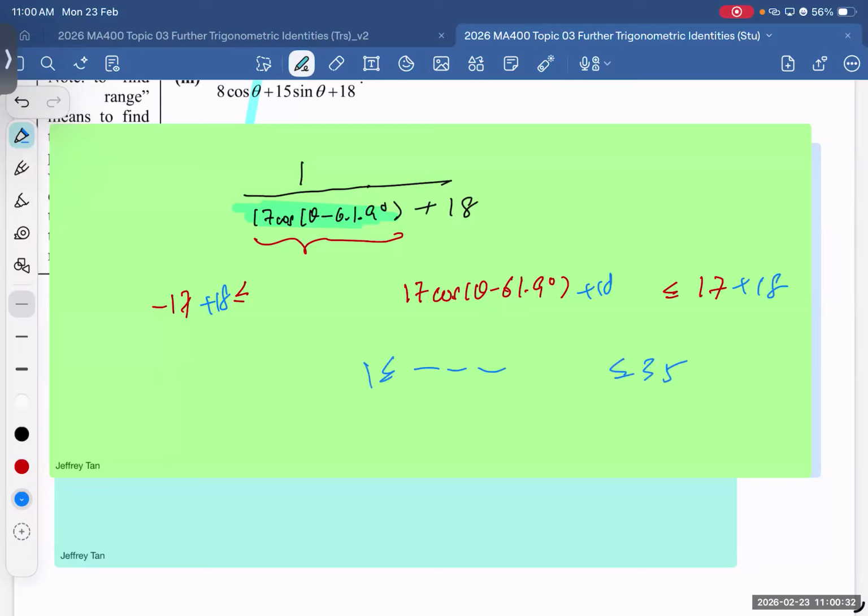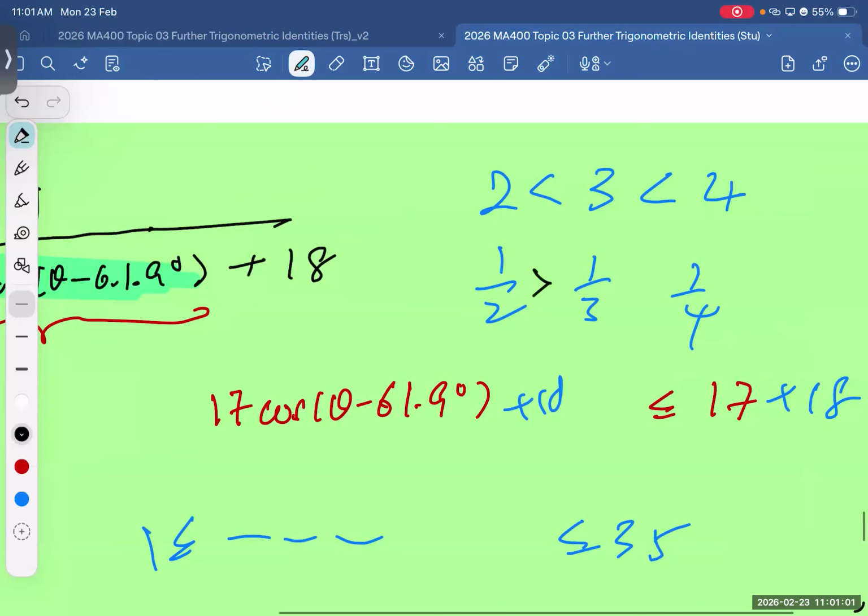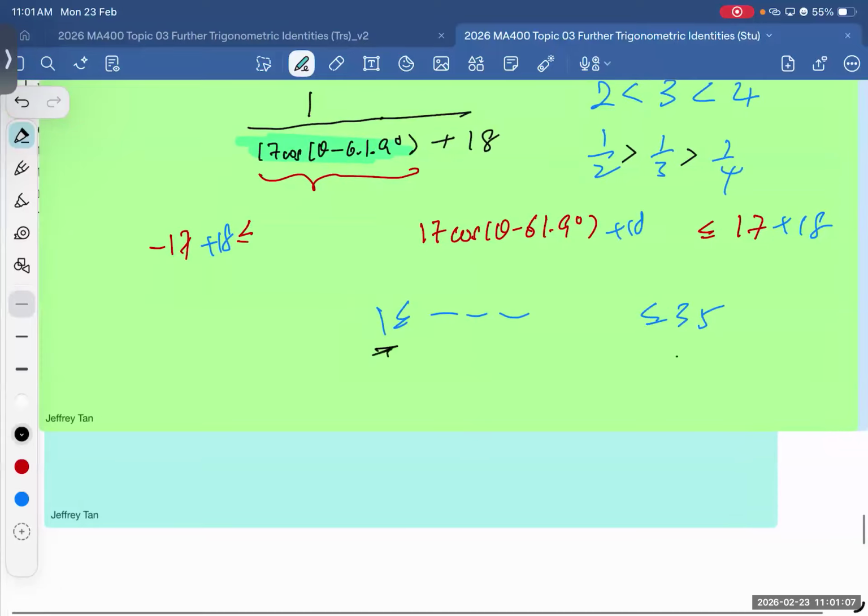But that's not all. What do we want? We want the reciprocal. The reciprocal of x is 1 over x. Now here, something to share with you. If everybody is positive, you have 2 less than 3 less than 4. But if I change it to 1 over 2, 1 over 3, 1 over 4, what do you notice? If I have 3 positive guys, I take a reciprocal, what will happen? Those who do math Olympiad in primary school, you will know. It will flip. Clear? It will flip.